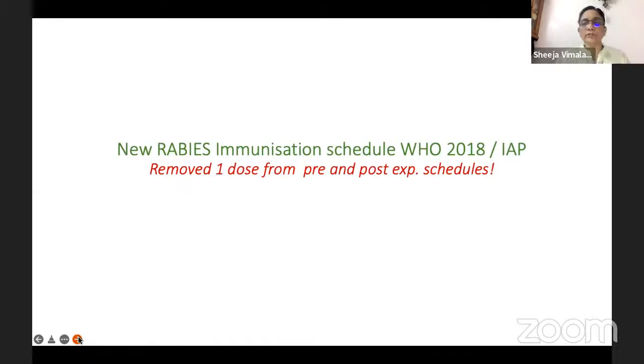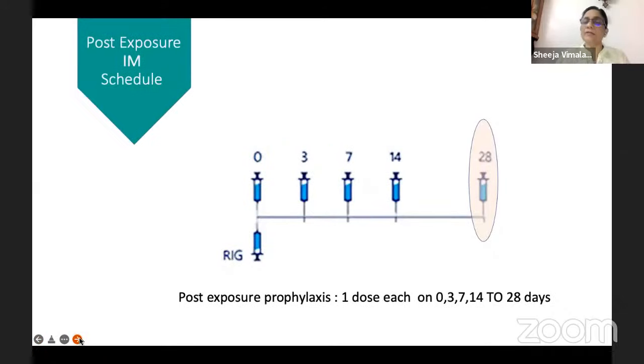But WHO in 2018 has come out with a new schedule and IAP has endorsed that schedule. But still, we are not practicing that because DGCI has not approved the newer schedule. But for exam, the question might come, then you need to write. So that is why it is included here. So what is the difference? As simple as that. The last dose has been removed. That's the only difference between the newer WHO or IAP schedule and the previous schedule.